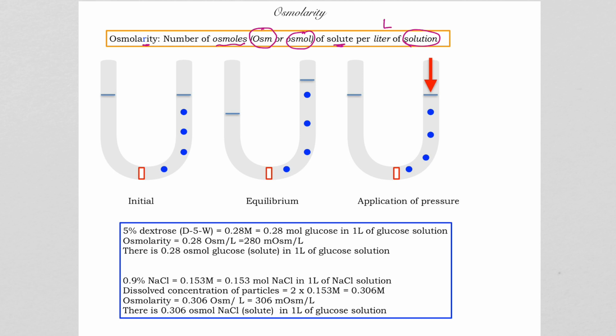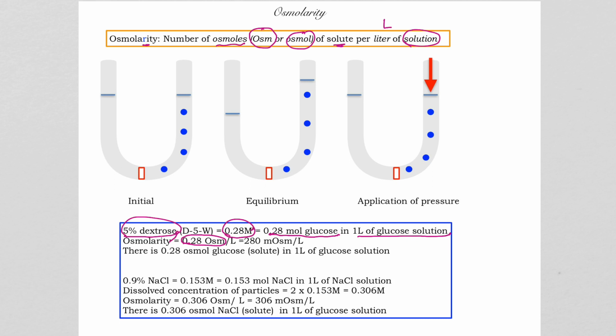So how do we calculate osmolarity? Let's say for 5% dextrose, we calculated that it came out to be 0.28 moles per liter. That means there's 0.28 moles of dextrose or glucose in 1 liter of glucose solution. So 0.28 moles of glucose is the same as 0.28 osmoles of glucose. So basically the osmolarity of this 0.28 molar glucose is the same.